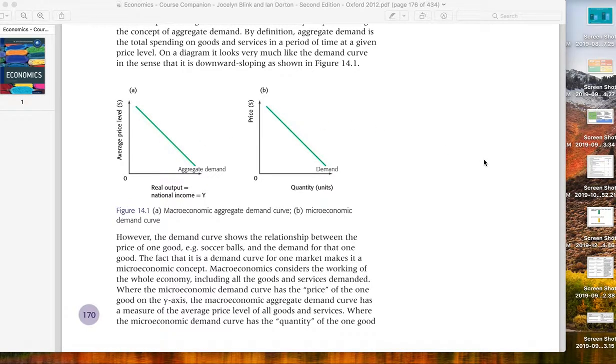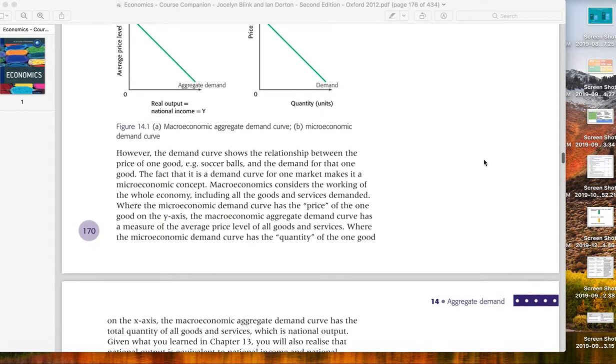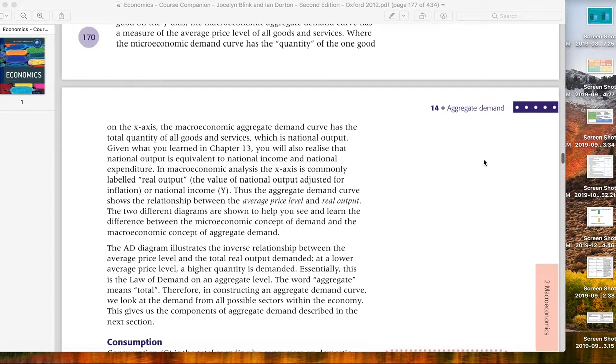The demand curve always shows a relationship between price and goods. Macroeconomics looks at working with the whole economy when determining it. So it includes all the goods and services demanded, where the microeconomic curve just has the price of one good on the y-axis. All right, so it's really not terribly complicated.